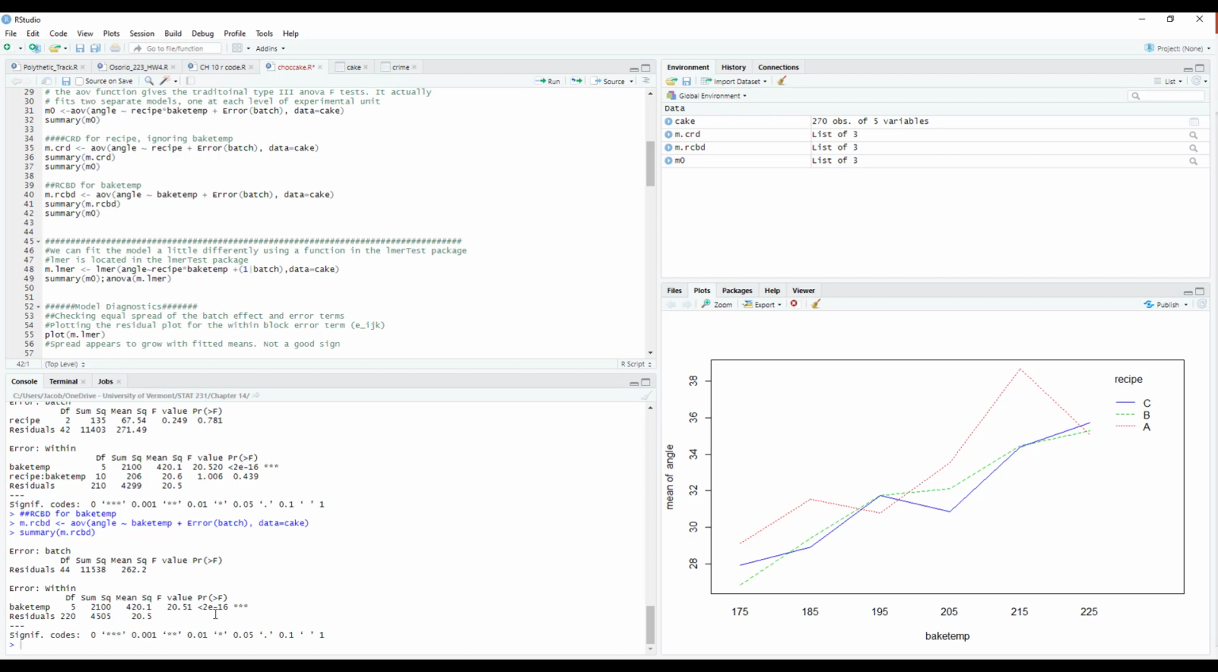And again, you want to think of a split plot design as kind of a two-step process. You have one experiment for the whole plot and its factor, and another experiment for the subplot and its factor.